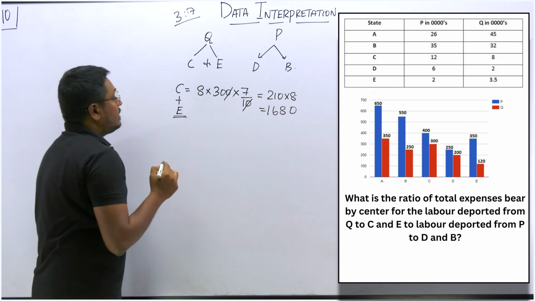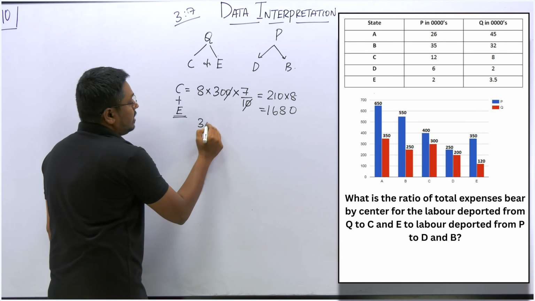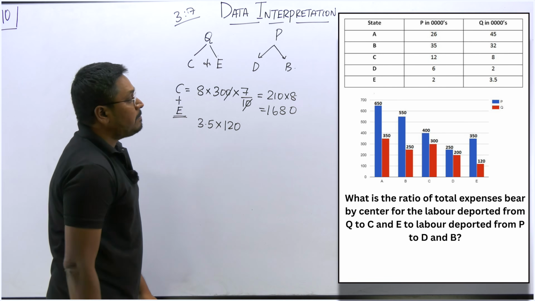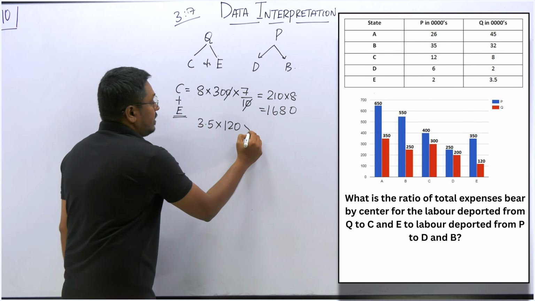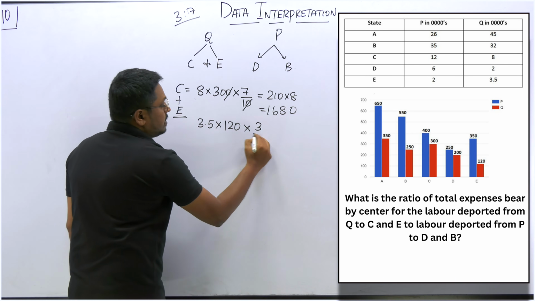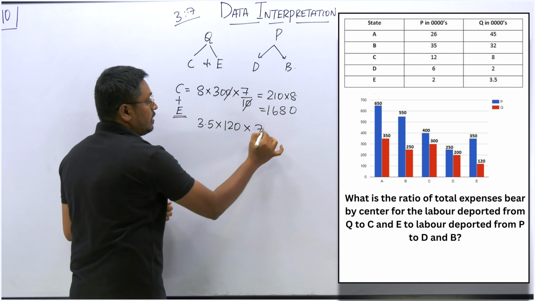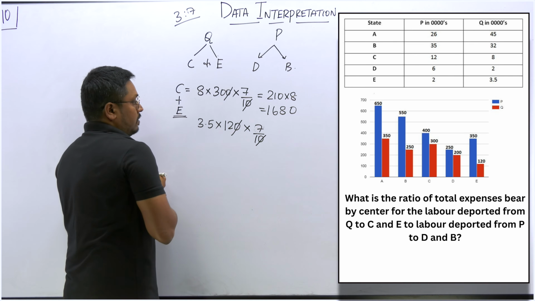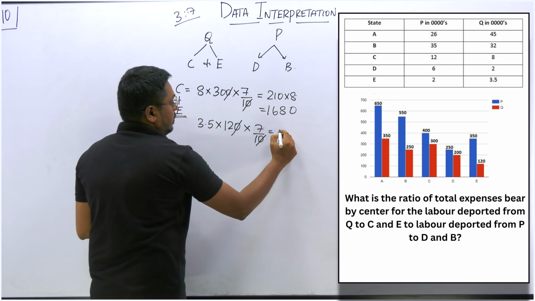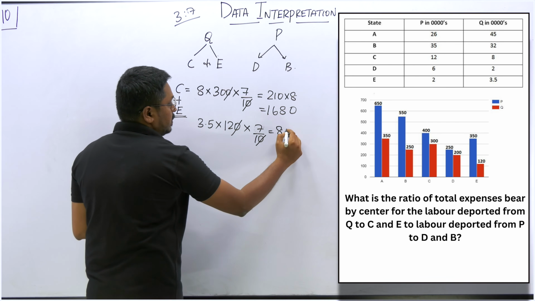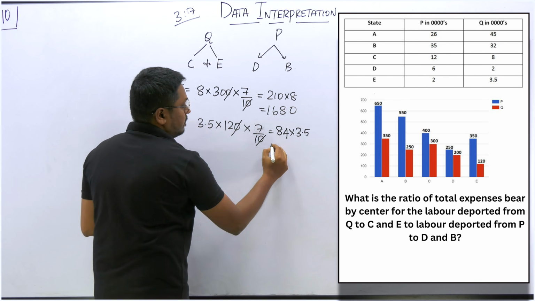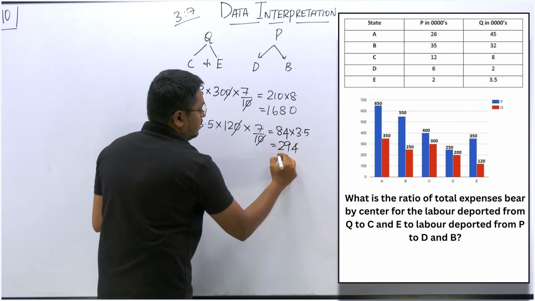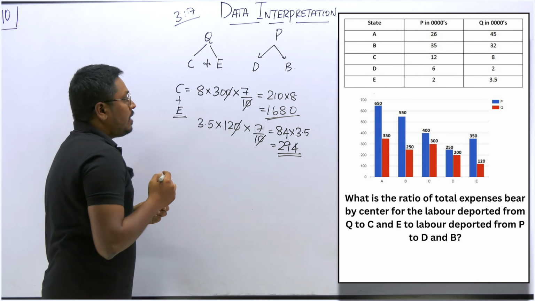So next for state E. 3.5 is the number of labors, and the charges will be 120, right? So 7 divided by 10, and we can cancel the 0. 7 2s are 14. Okay, so 3.5. Yes, 294 and 1680, right?